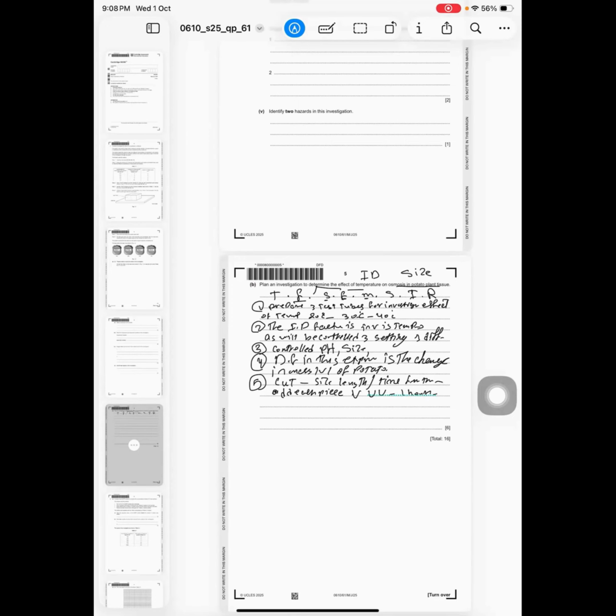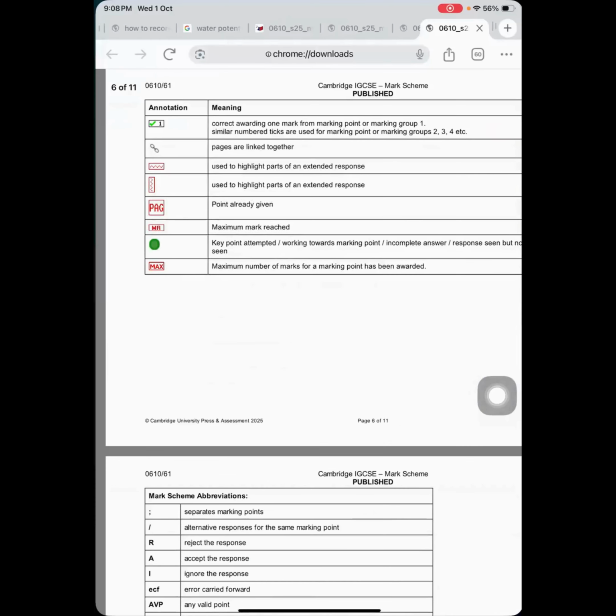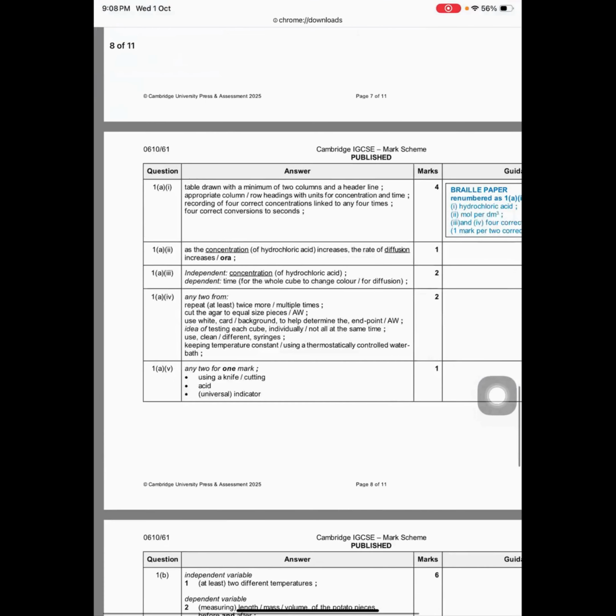Then how you are going to measure the size: using a balance, measure before and after. Calculate the change in mass, or if you're going to say length, measure with a ruler before and after. You get the idea? I'm explaining for you how to write the method. Let's get back to the marking scheme. The marking scheme says what?